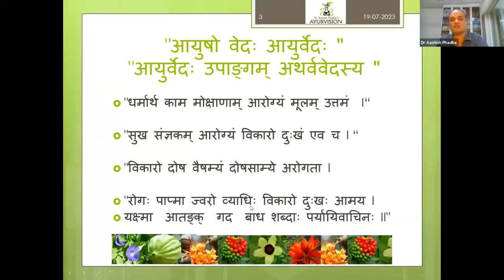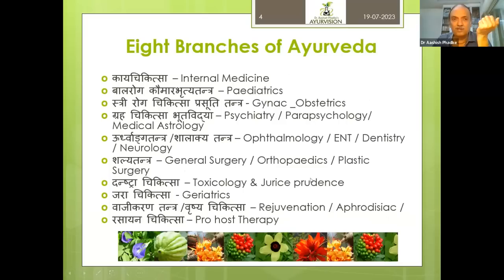Then in the next line, you can see various synonyms of disease which have been given: Roga, Papma, Jwara, Vyadhi, Vikara, Dukkha, Amaya, Yakshma, Tanka, Gada, Abadha. There are many synonyms. Now, why am I showing all this? Because when we read certain texts, particularly from Hatha Yoga, or even the Patanjali Yoga Sutra, we see some of these terms. For example, we see Vyadhi in the Patanjali Yoga Sutra. We see other terms in Hatha Yoga texts. So we need to know what this particular text says.